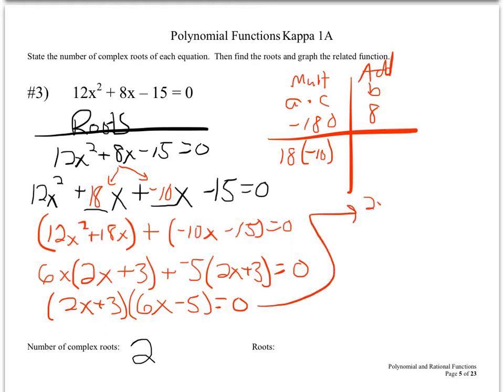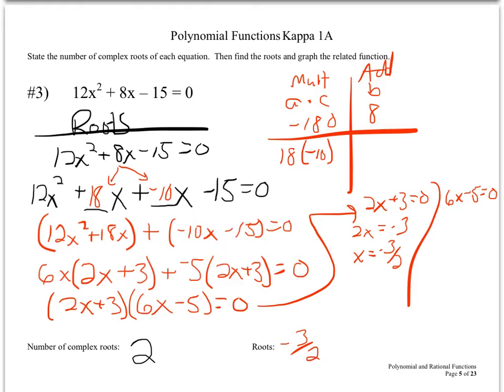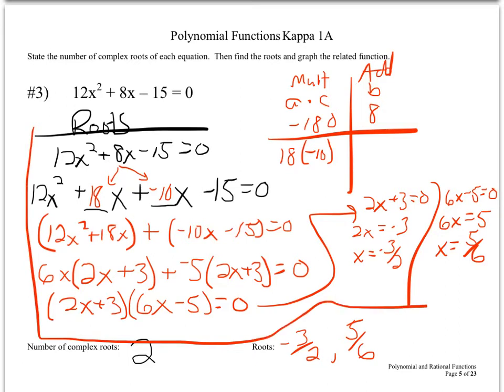Now I take each factor, set it equal to 0, solve each of those little equations, and this gives me my roots. Roots means x-intercepts, also means zeros of the function. So all this work here for the roots.